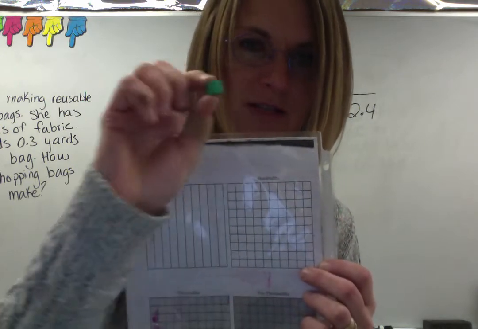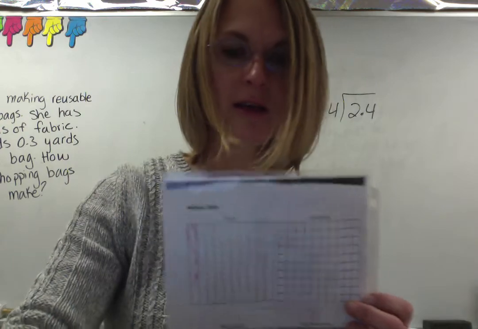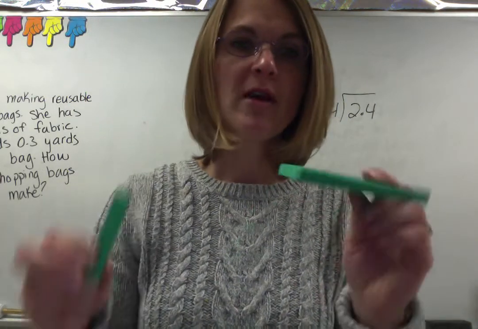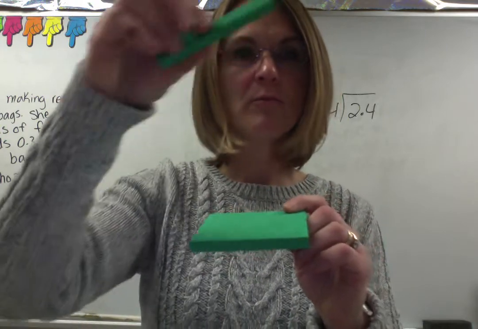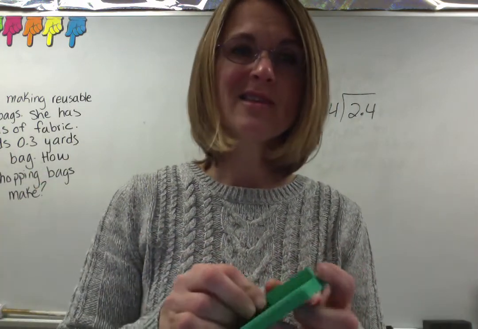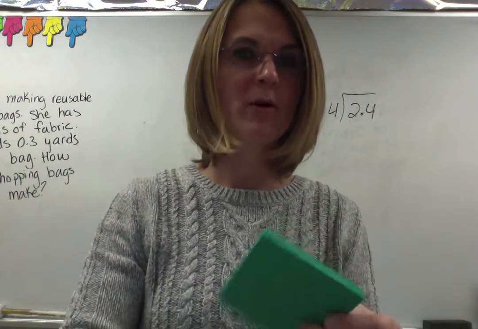And then one little square is a hundredth. So this is going to represent a hundredth. So we could do these on our desks or on our tables by taking these and breaking them apart into groups. Or what's even easier is drawing them out and breaking them apart into groups.